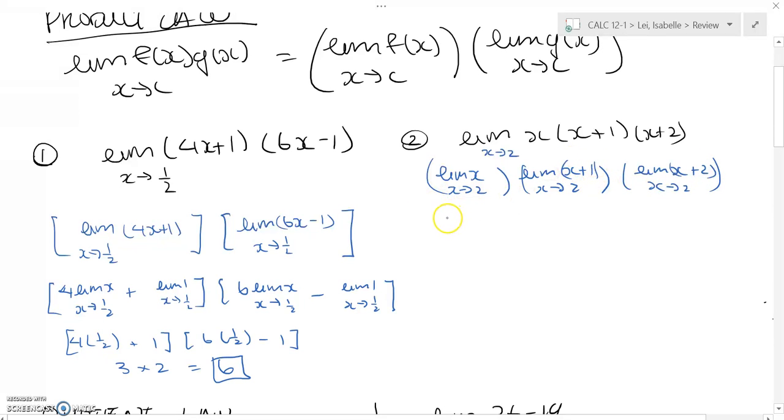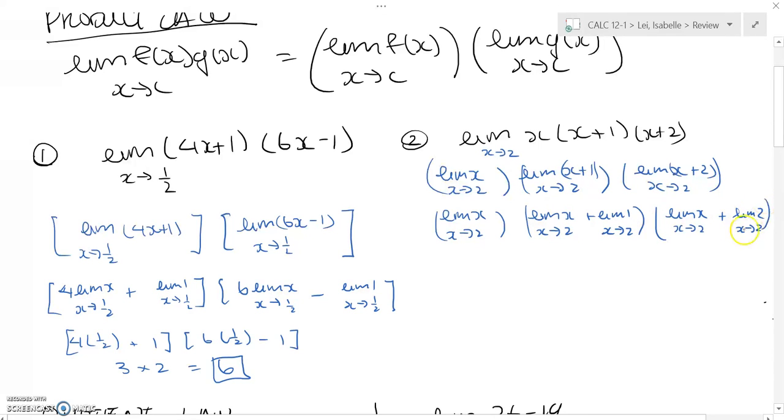And then this is just the limit of x as x approaches 2 plus the limit of 1 as x approaches 2, times the limit of x as x approaches 2 plus the limit of 2 as x approaches 2. So to make this numbers, this becomes 2 times 2 plus 1 times 2 plus 2. So 2 times 3 times 4 equals 24. That is our final answer.